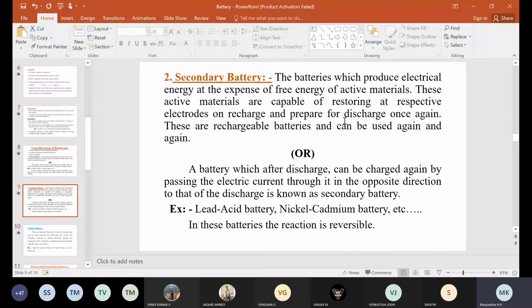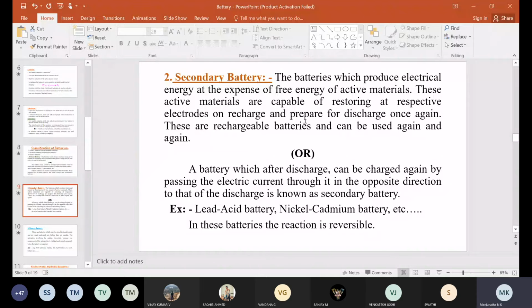For example, lead acid battery, nickel cadmium battery, nickel metal hydride battery, lithium ion batteries, etc. These are some examples of secondary batteries. In these batteries, both the discharging process and the recharging process are observed. These types of batteries are called secondary batteries.